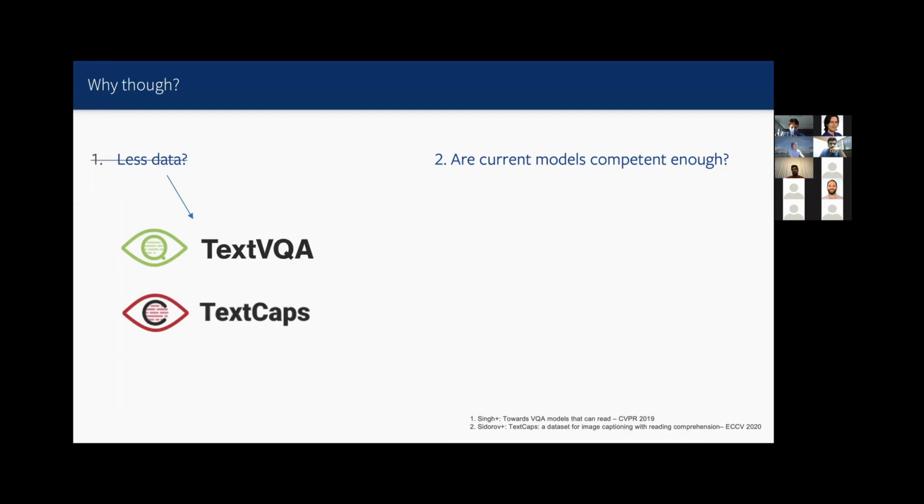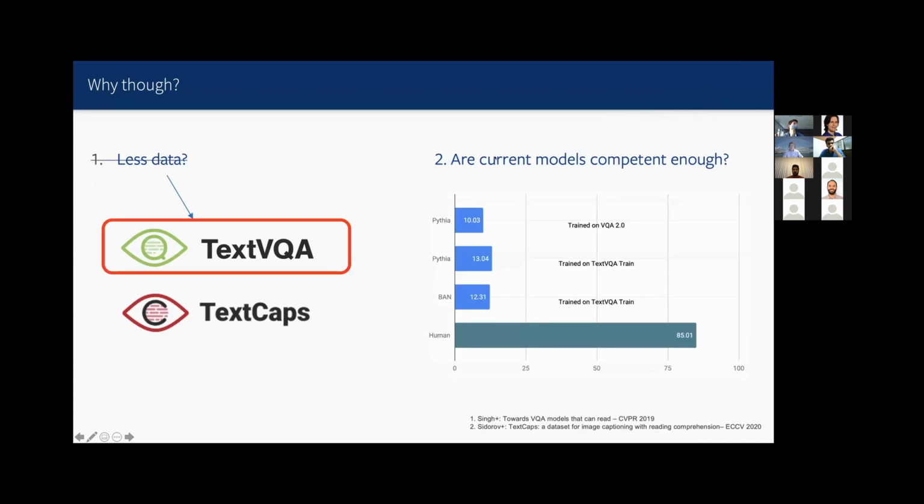But the other question that arises is, are the current models competent enough to even use this dataset? So we trained the state-of-the-art models on DocVQA and saw that the performance still didn't improve a lot. From 10% we jumped to 13%, only 3%, which is still a big gap from the human accuracy on this dataset, which is 85%.